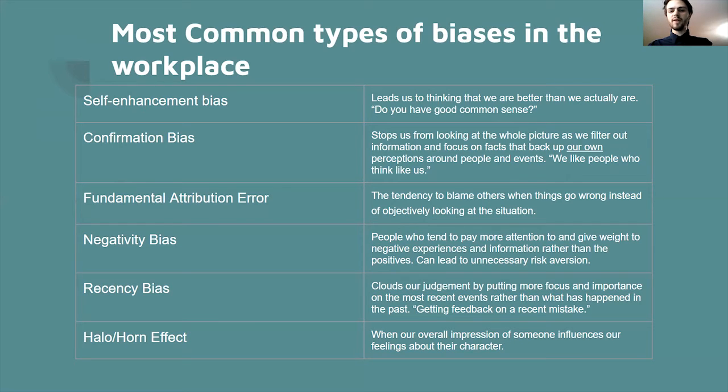That's the recency bias. And this last one we have, pretty common, is the halo/horn effect. This is when our overall impression of someone influences our feelings about their character. This is when we put people on a pedestal. If that's the halo effect, this is where we like them so much and they can do no wrong. And then the horn effect, on the flip side, is where we already have a negative impression about somebody and really nothing they could do can fix that impression.